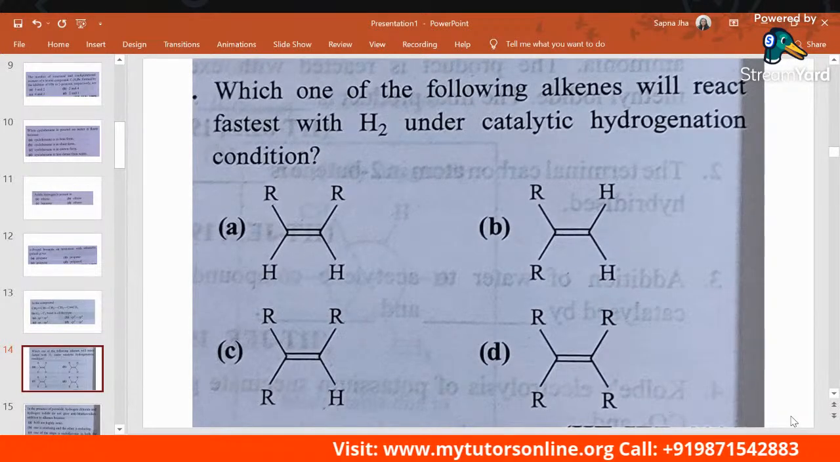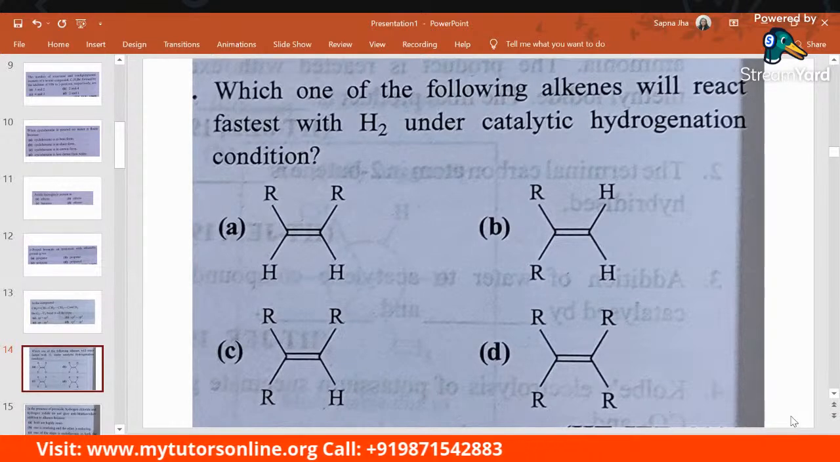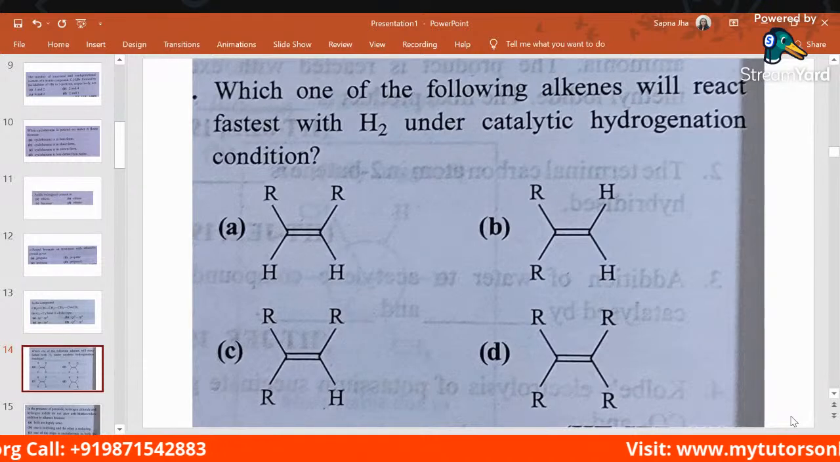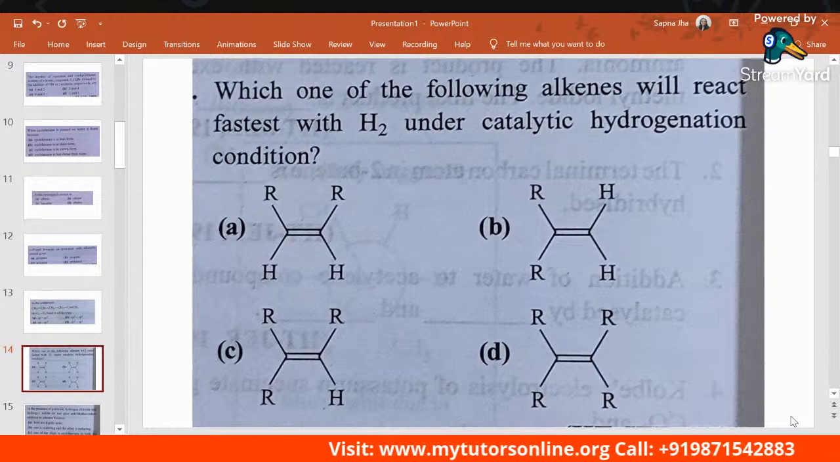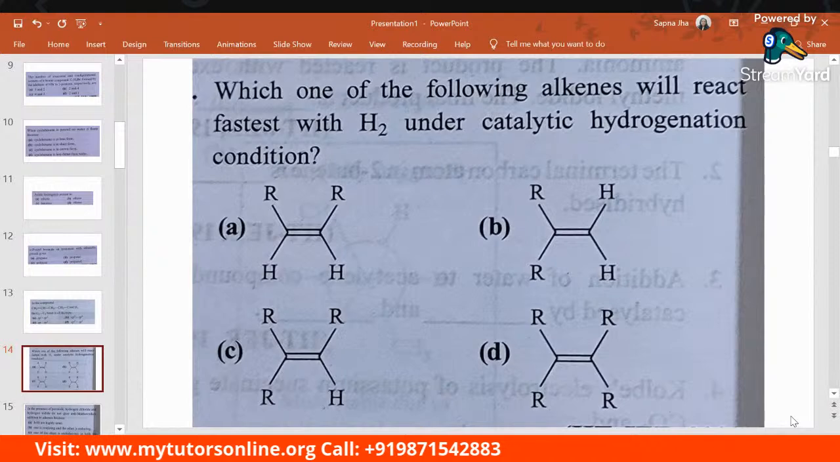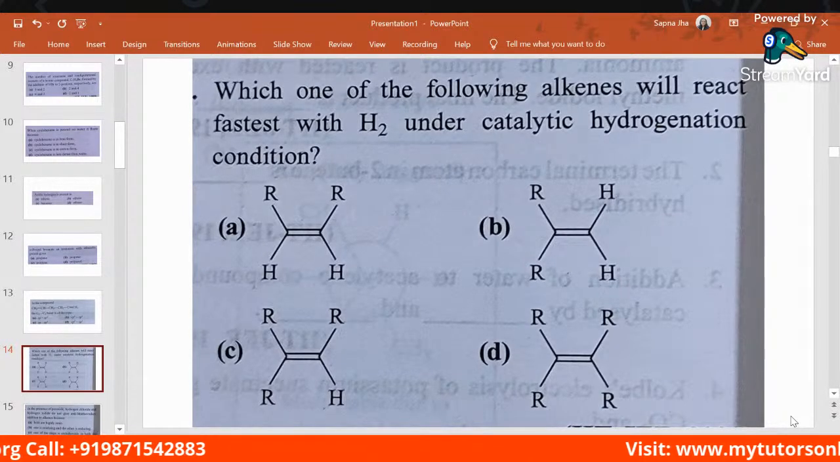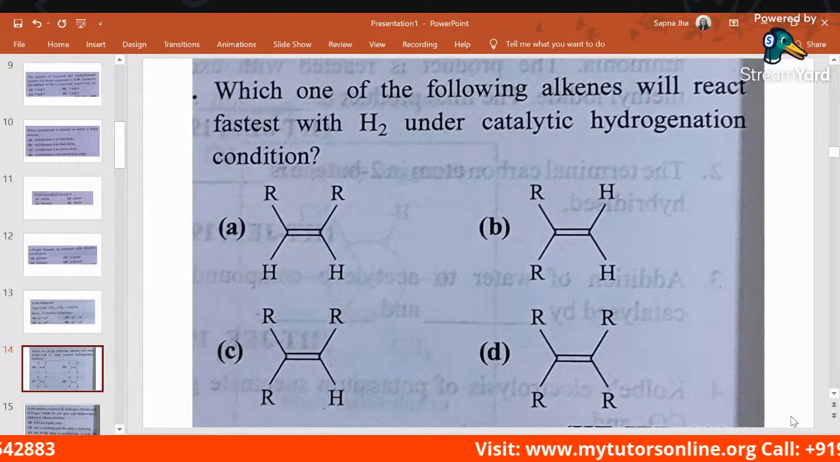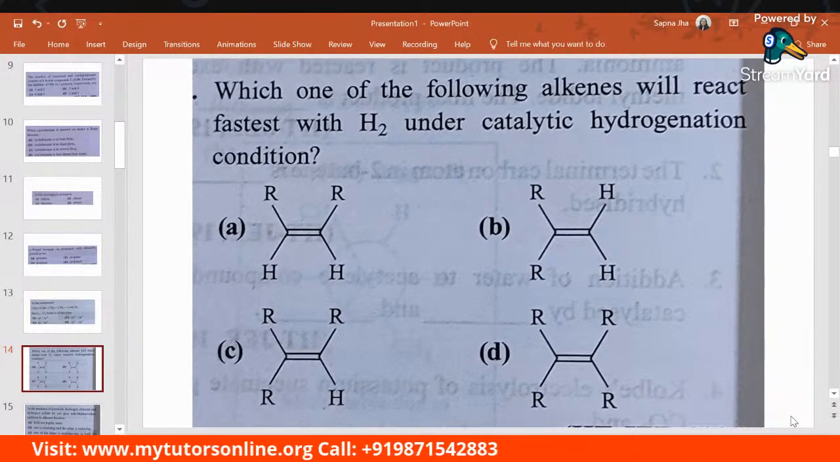Okay. Compound D is having four R's. Okay, Vachna. So it is having maximum steric hindrance. And the question is about the fastness of the reactant. The reactant has to have least steric hindrance. So you have to just see the number of R's least in the compound. And also look about the cis and trans thing.